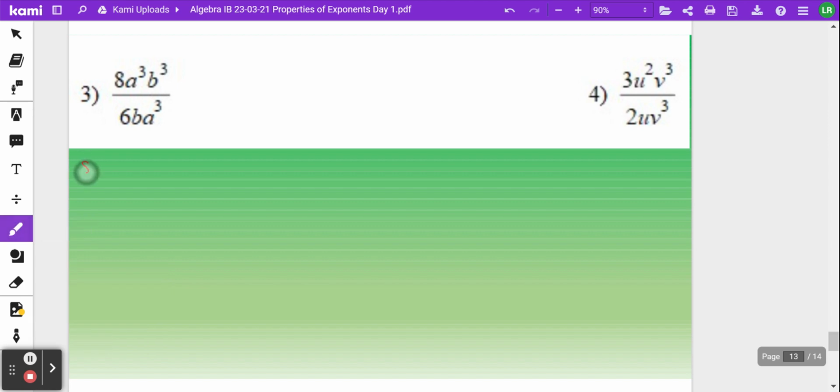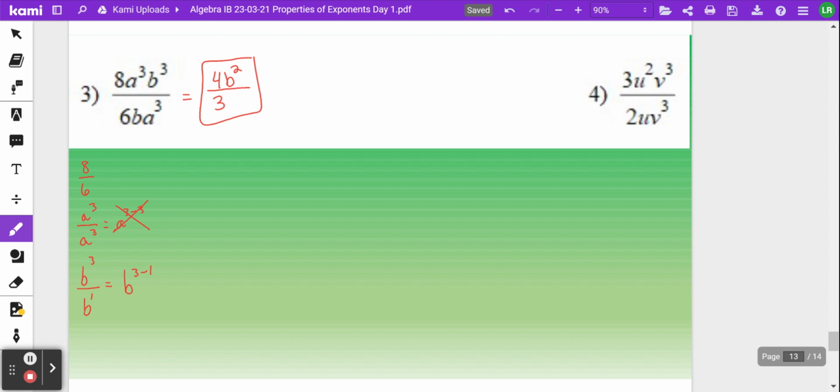Okay, for number 3 here, we have 8 over 6, a to the third divided by a to the third, and b to the third divided by b to the first. So 8 over 6 simplifies to be 4/3. The a's are being divided. I'm going to subtract those exponents. So I have 3 minus 3. 3 minus 3 is 0, so I do not write a's in my answer. The b's are divided. I subtract. 3 minus 1 is 2. It's positive, so I put it on the top. I'm done.